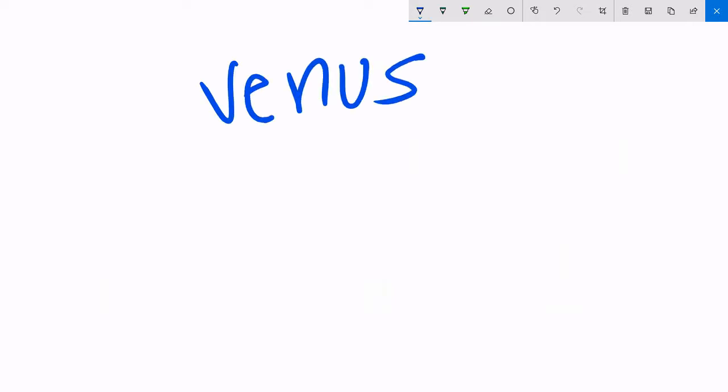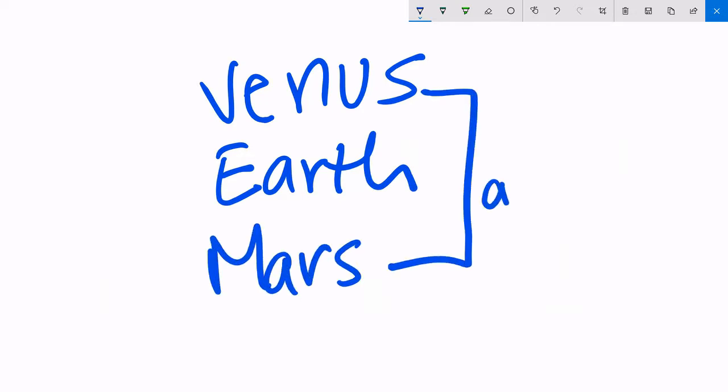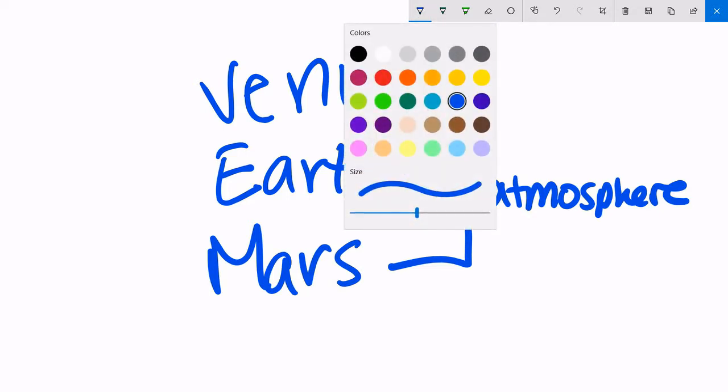So, there are planets in our solar system that do have liquid water. Venus, Earth, of course, and Mars. But what differentiates the 3 is their atmosphere. The issue is the atmosphere must have the perfect temperature.